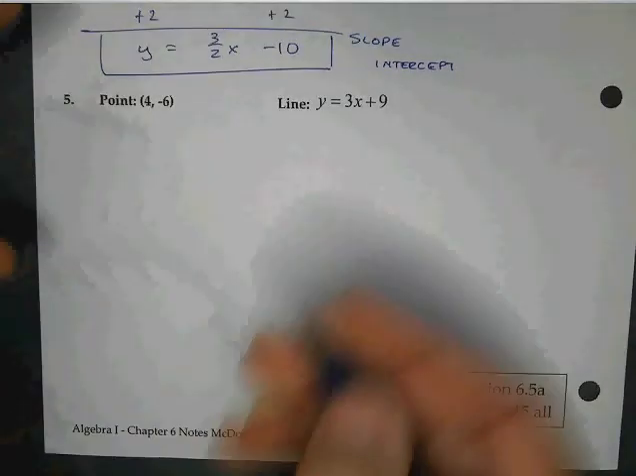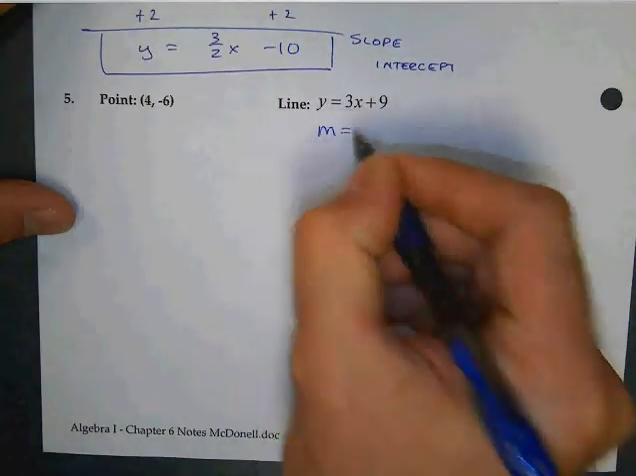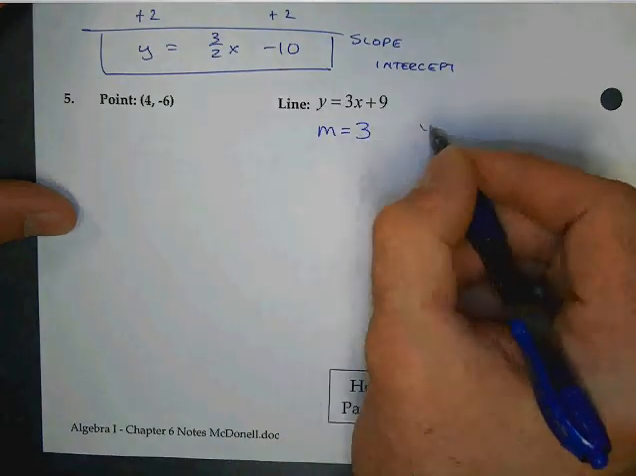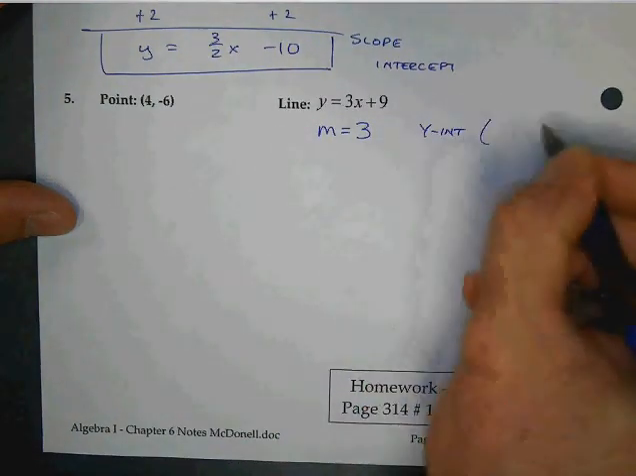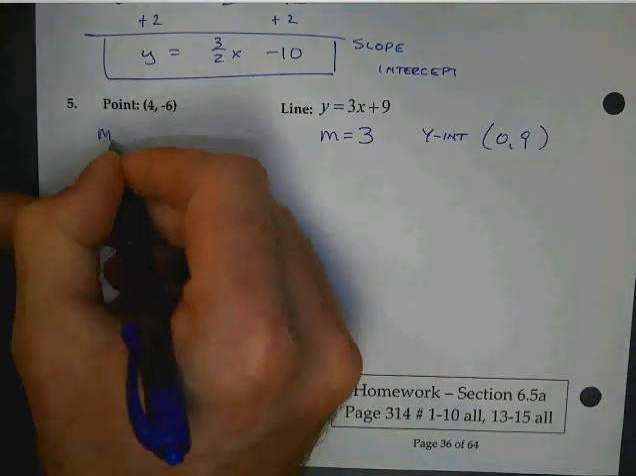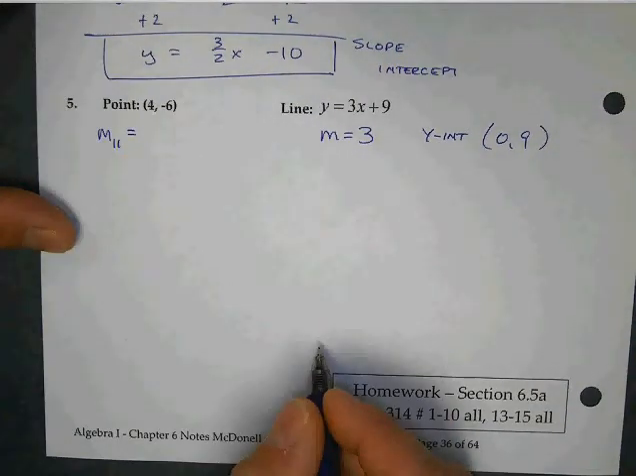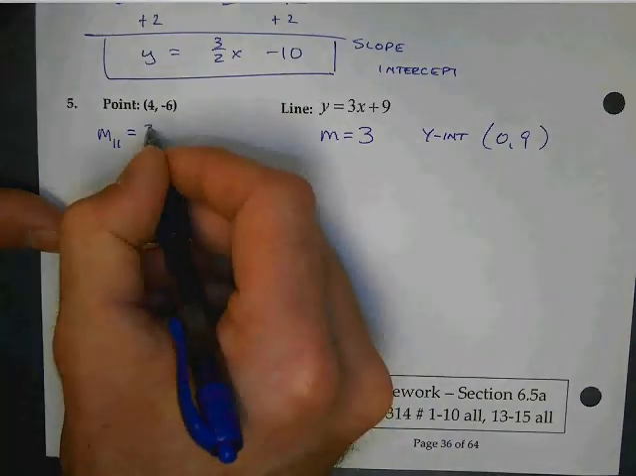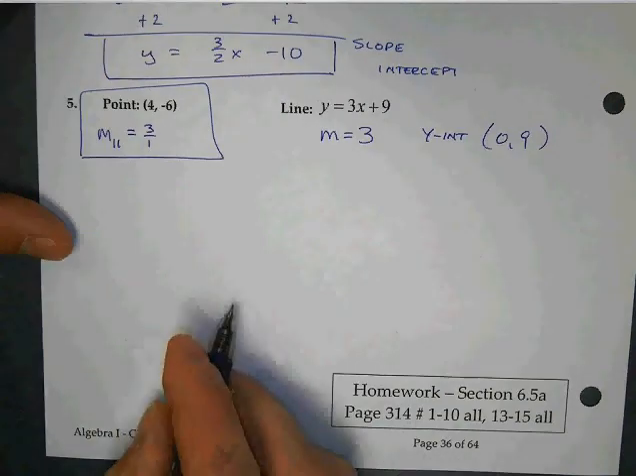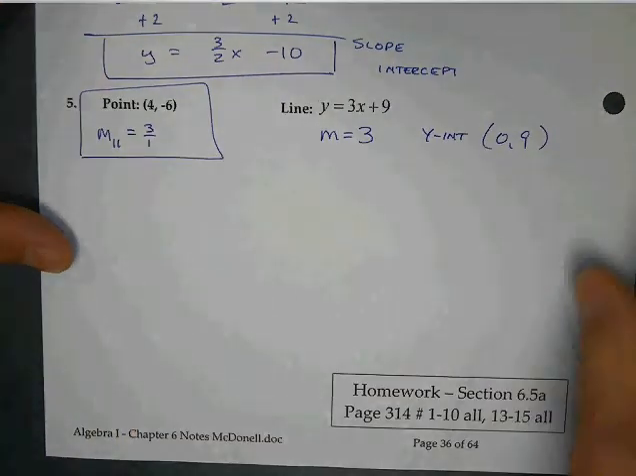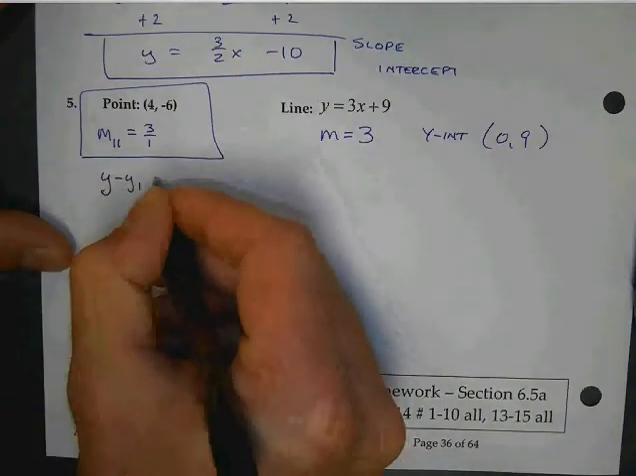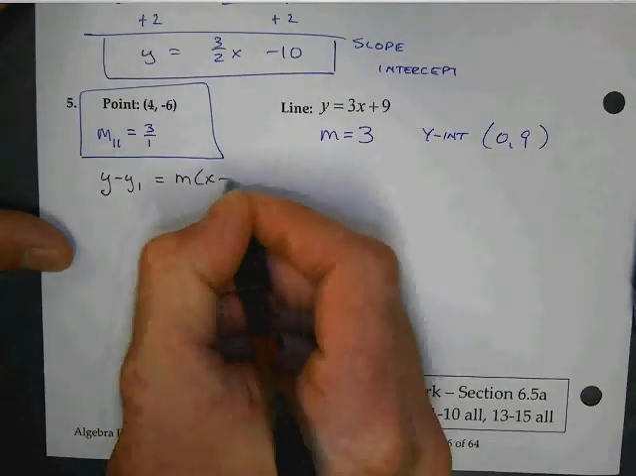Little review. Gabe, what's the slope of the line? 3. Caroline, what's the y-intercept of the line? 0, 9. What's the slope of a parallel line to this? 3/1. So here's my information. Our general form, remember, write it down, y minus y1 equals m times x minus x1.